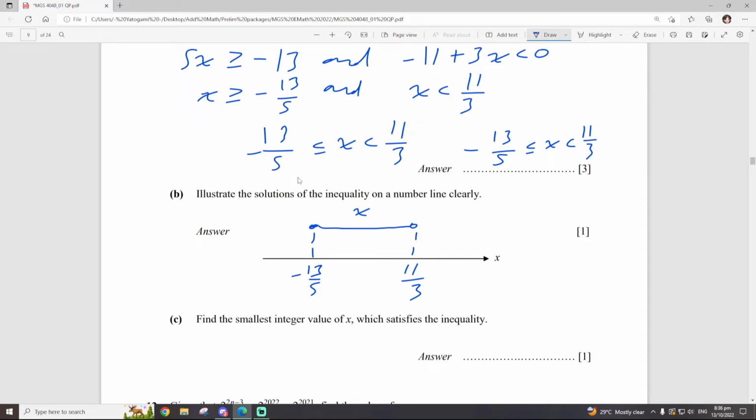Find the smallest integer value of x which satisfies the inequality. Well, negative 13 over 5 is negative 2.6, so you go to the right, it will be negative 2.